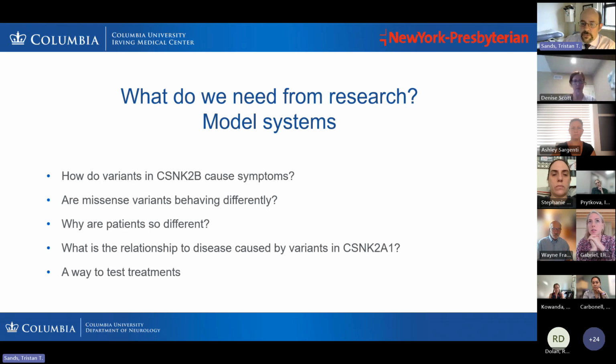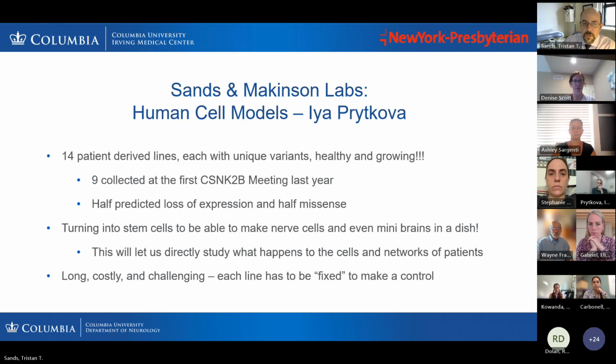What's the relationship to patients with the related condition affecting the alpha subunit of the kinase, which we still don't know? And we need model systems as a way of testing treatments that we develop, new therapies to target the underlying genetic variant. And so I'm going to have two postdocs in the lab talk.